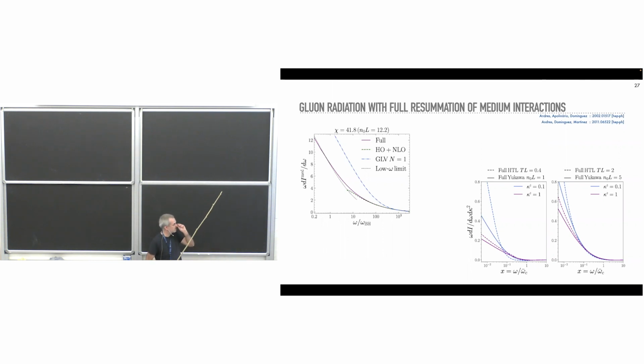So just for comparison, this is what you get from this Yukawa calculation or a hard thermal loop potential. Okay, and you see that even in that case, there's quite some differences between the dashed lines and the full lines. Okay, all this to say that you actually can do quite well with these calculations nowadays.